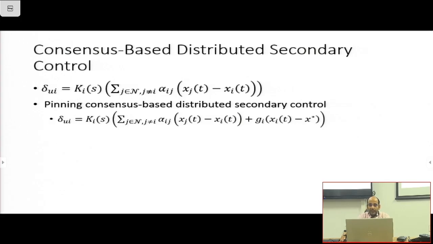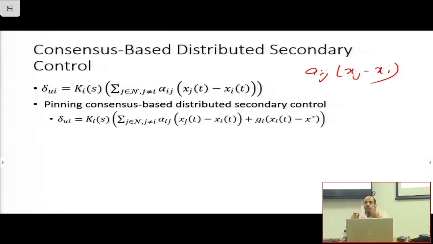So the error here is summation of j, while j is not equal to i, aij (xj minus xi). What does this mean? Aij, I told you, wherever there is communication, aij will be equal to 1. Wherever there is no communication, aij equal to 0. So if there is no communication, that term is anyway 0. Wherever there is communication, this aij will become 1.